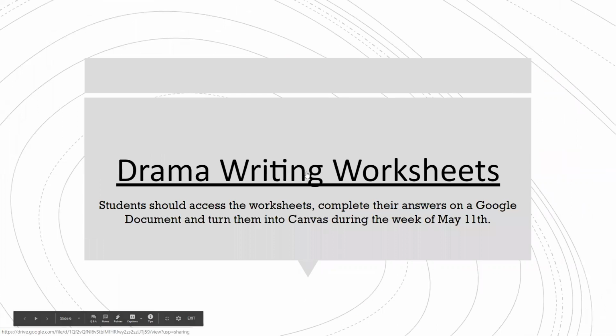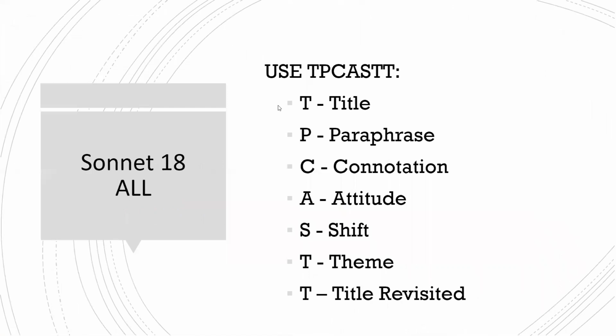Here are your drama unit writing worksheets. You can access them here. You can access them in Canvas. Note that they are due on May 11th. And what I'm looking at, guys, is helping you understand Shakespearean language. This is going to be for the purposes of you writing your monologue as well as reading that Romeo and Juliet play. Now, when you get to your common lits for this unit, the first one that everyone's going to read is a sonnet. It's Sonnet 18.